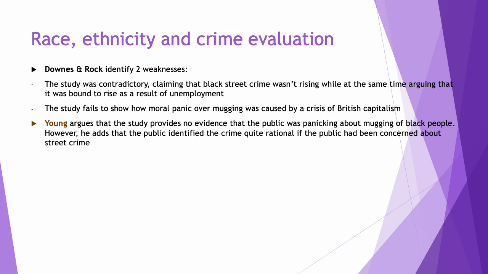Downes and Rock identified two weaknesses. The study was contradictory, claiming that black street crime wasn't rising, while at the same time arguing that it was bound to rise as a result of unemployment. The study fails to show how moral panic over mugging was caused by a crisis of British capitalism. Lea and Young argue that the study provides no evidence that the public was panicking about mugging by black people. However, he adds that the public's identification of the crime was quite rational if the public had been concerned about street crime.